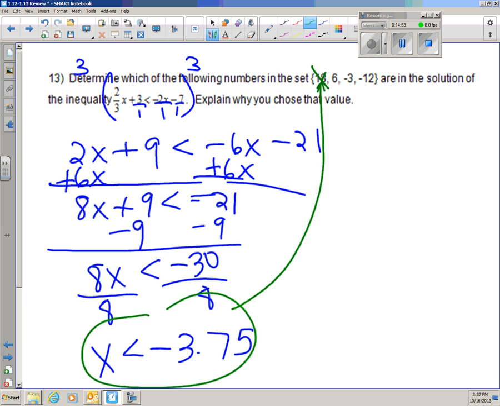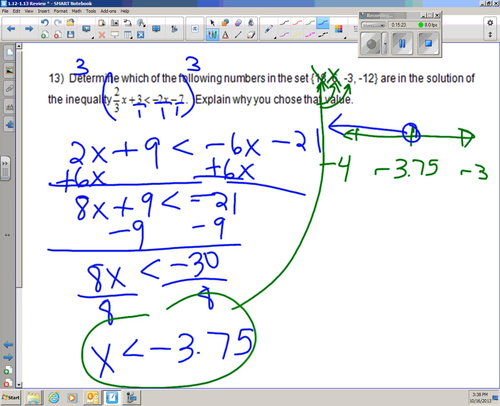And the answer is no. Is 6 less than negative 3 3/4? No. Is negative 3 less than? Well, I'm hoping that you say the answer is no, because if I were to put negative 3.75 right here, this would be, let's say, negative 3. This would be negative 4. When I have an open circle and everything to the left, negative 3 is not less than negative 3.75. This is a no. This is the only one that is.